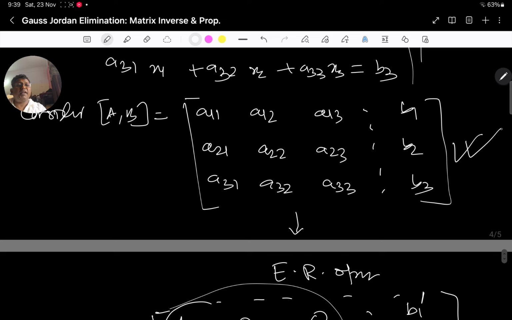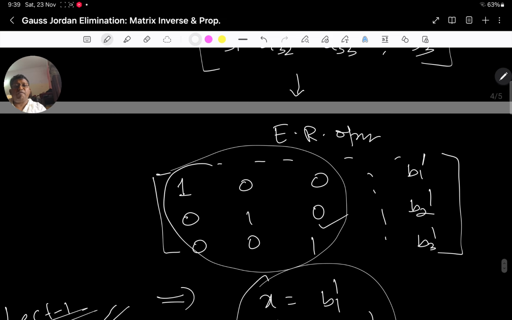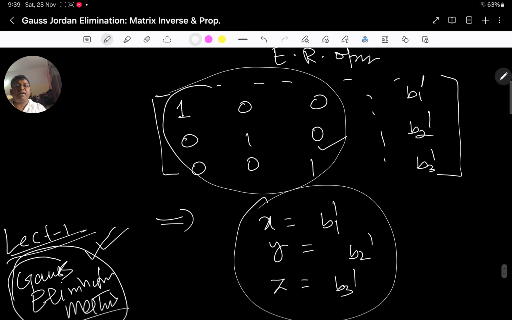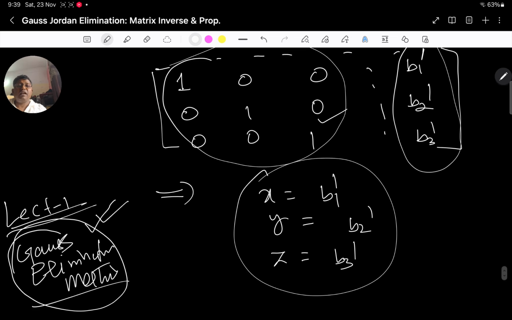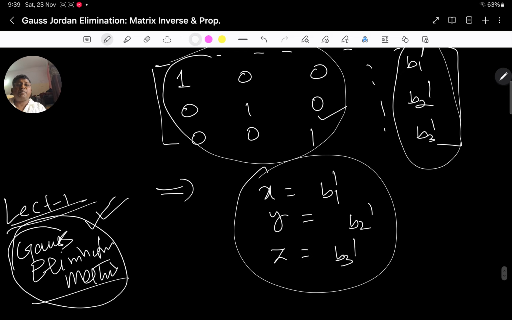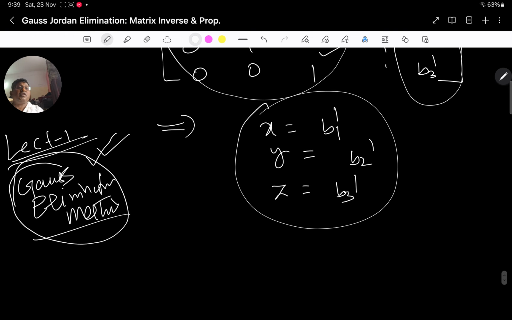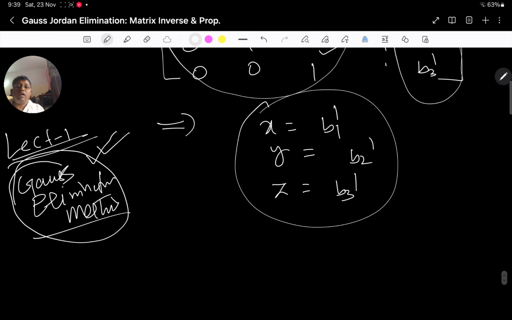We write the augmented matrix and we bring the coefficient matrix to simply an identity matrix, then the changes will occur. Suppose b1 dash, b2 dash and b3 dash. Now simplifying, my x is my b1 dash, y is my b2 dash and z is my b3 dash. Okay, so we should close here.